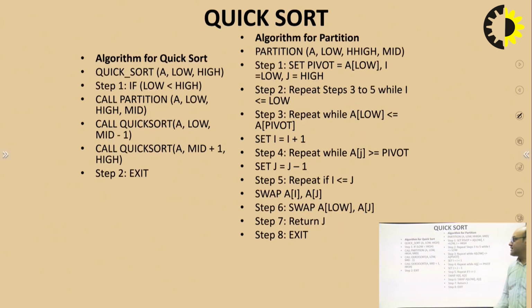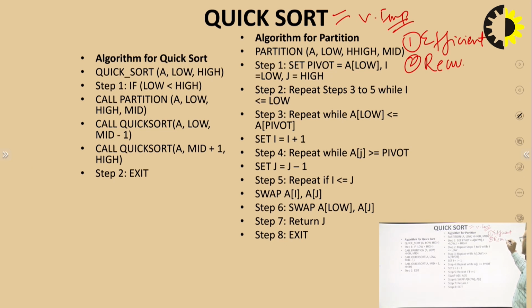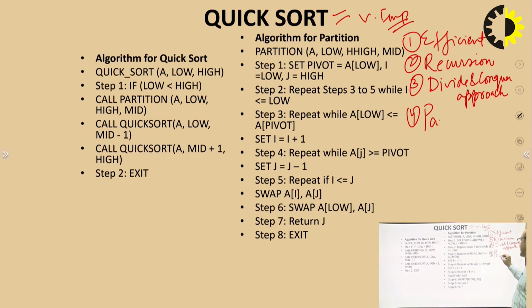Okay, now next is quick sort. This is one of the very important algorithms, and it is one of the efficient sorting techniques. Number one, it is very efficient as compared to bubble sort, selection sort and insertion sort. Number two, it uses the concept of recursion. Third, it is based on the divide and conquer approach. Number four, it is also called the partition exchange algorithm. So there are a number of factors which make this algorithm very important.